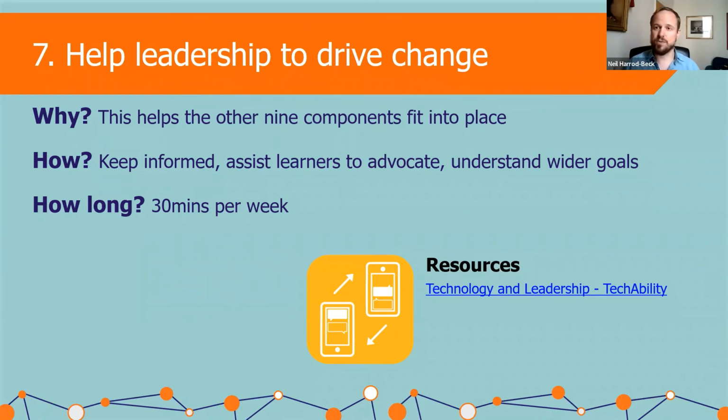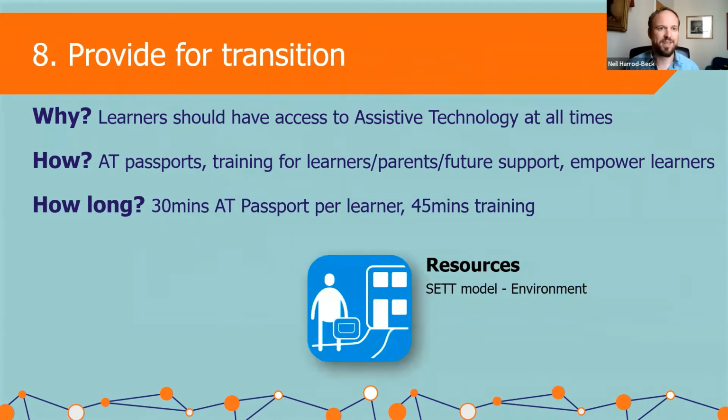Understand the wider goals. You know, what do you want to achieve? It's often through the curriculum. That's certainly what Ofsted will be inspecting, not the technology, but the outcomes from it. And you can do that in just 30 minutes per week, just keeping it updated, and it slowly shares that information and helps leadership to drive that change. We've got a technology and leadership course as well that we run periodically that's really good for people who are looking to get involved more with that.